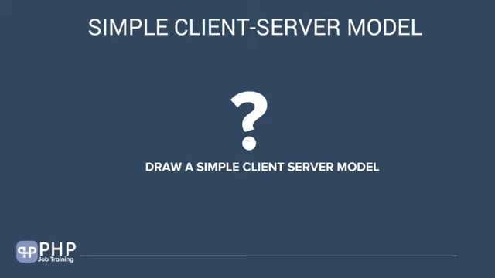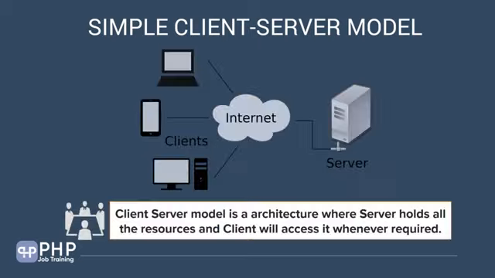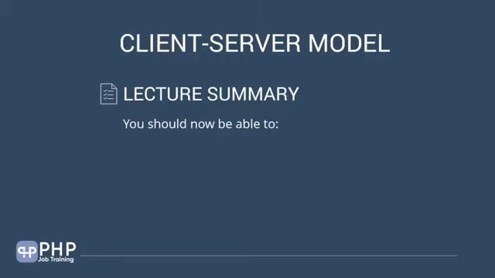Okay, how did it go? Whatever your diagram is, if you have understood the concept clearly, then you should be drawing something like this. You have different clients and then a server on the right-hand side. The clients are making requests to the server to fetch the information. So this is a simple definition I want you to remember: the client-server model is an architecture where the server holds all the resources and the client will access them whenever required. Okay, let's move on.